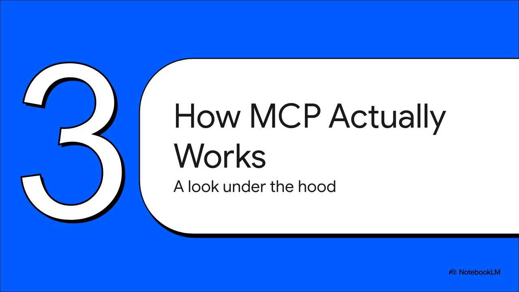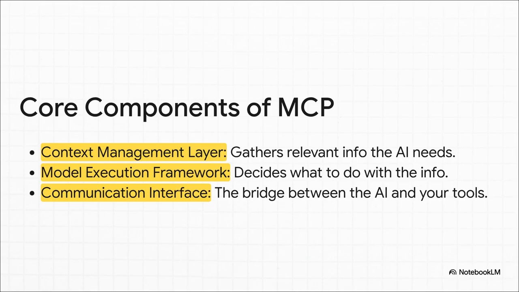Okay, that sounds fantastic in theory, right? A universal adapter for AI. But how does it actually work? Let's take a look under the hood and break down the core pieces that make it all happen. So MCP really has three main parts working together. First, you've got the context management layer. Think of this like a scout. Its job is to go out and find the exact information the AI needs for a specific task. Then, the model execution framework is the strategist. It takes that information and figures out a plan of action. And finally, the communication interface acts as the diplomat, handling the secure back and forth between your AI and your tools to get the job done.